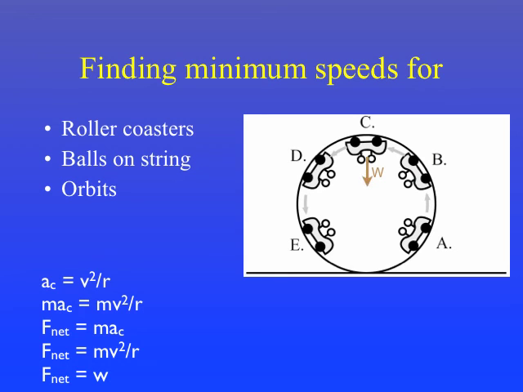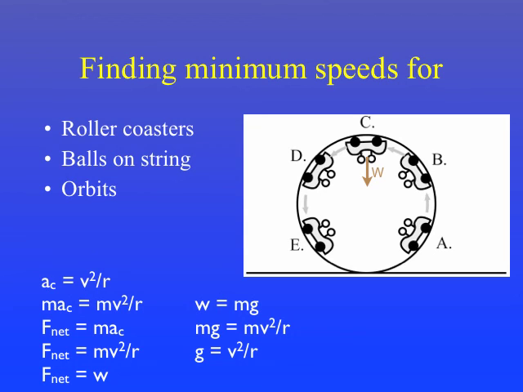So the weight is equal to the net force, and weight is equal to mg. So mg is equal to the net force, which is mv squared over r. Canceling out the masses, we have gravitational acceleration g equals v squared over r. Thus, solving for the minimum speed, v min is equal to the square root of g times r.